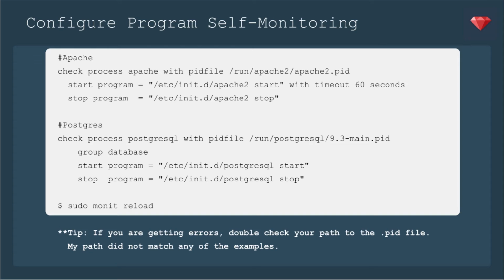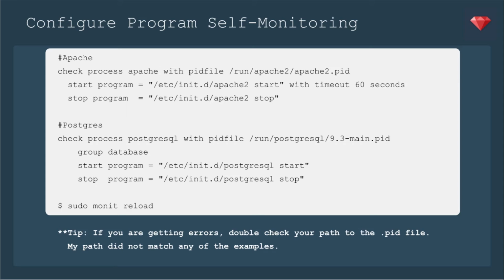Now here's a tip. If you are getting errors, double check your path to the .pid file. My path did not match any of the examples when I was looking through it, and finally I realized, oh, it's looking in the wrong place. So for me, what worked was to run and then the name of the program, in this case Apache 2 or PostgreSQL, and then the PID. And especially with Postgres, that might be a different version of Postgres, especially if you've installed more recently. This was installed almost 2 years ago.